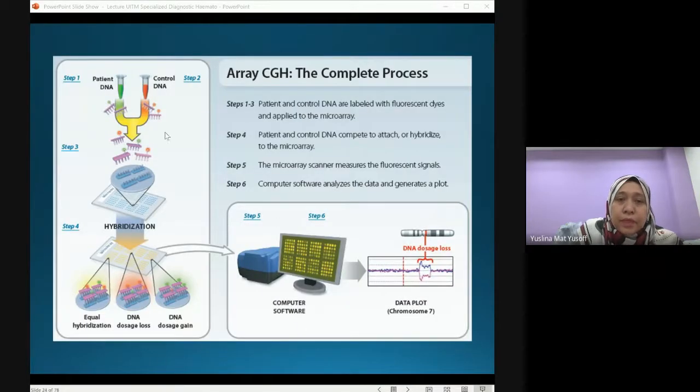So here we can see the process. The patient and control DNA are labeled with fluorescent dyes and applied to the microarray. You can see here, patient and control DNA compete to attach or hybridize to the microarray. And the microarray scanner measures the fluorescent signals, and then the computer software analyzes the data and generates plots.